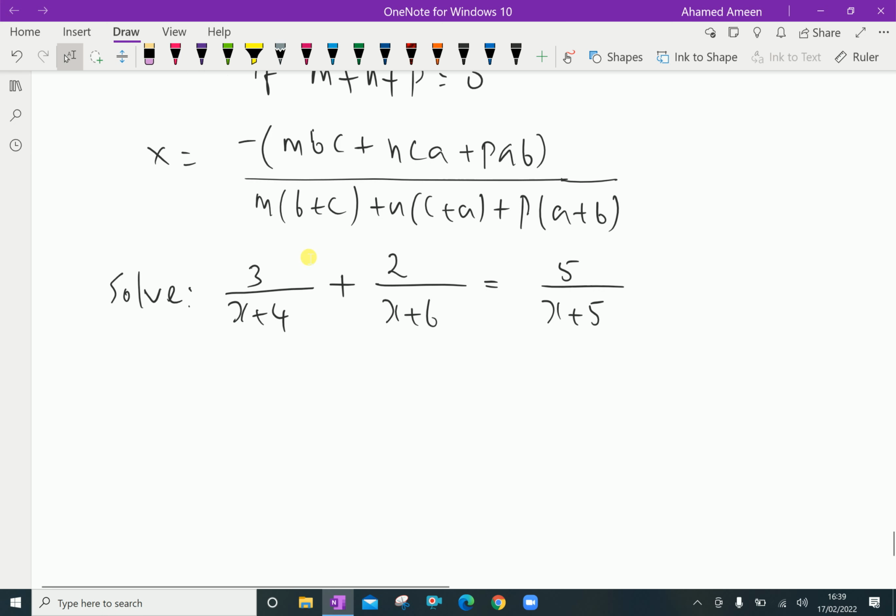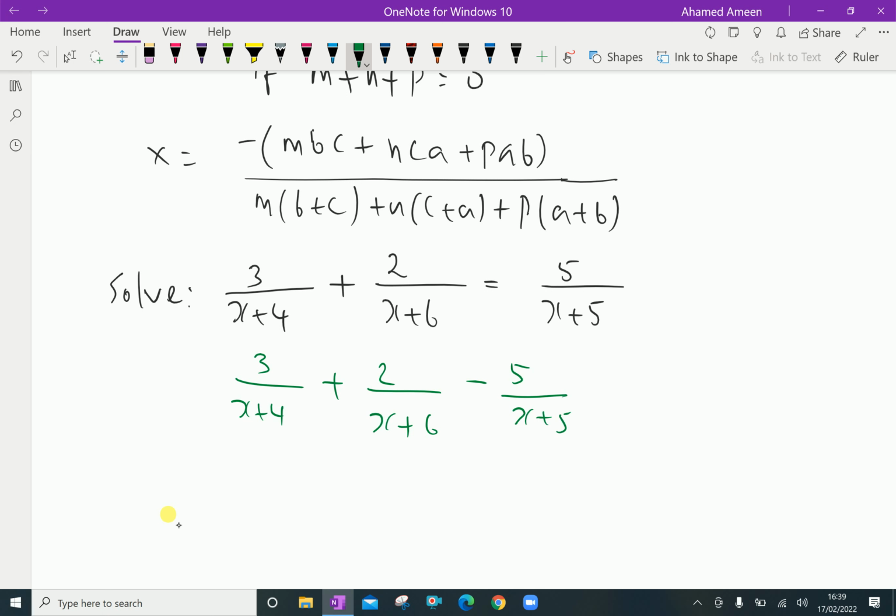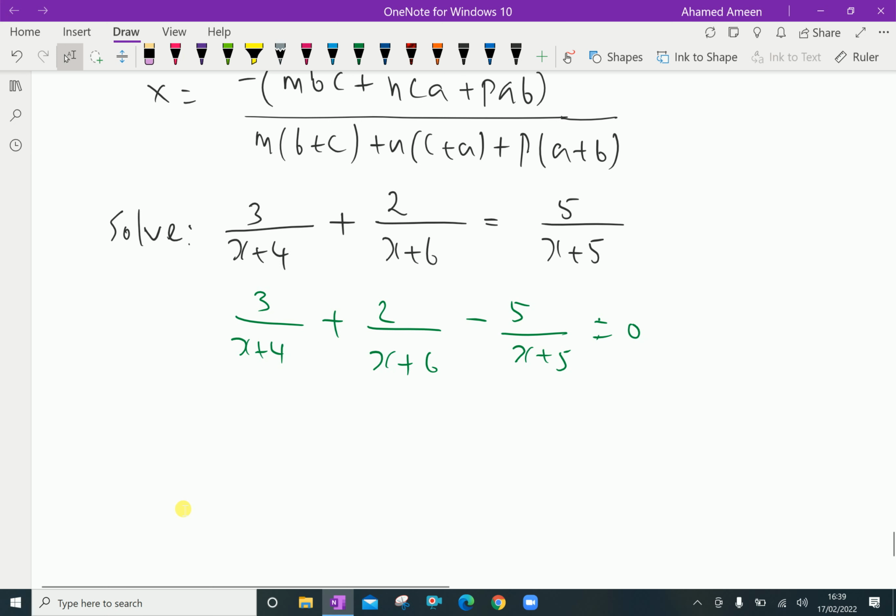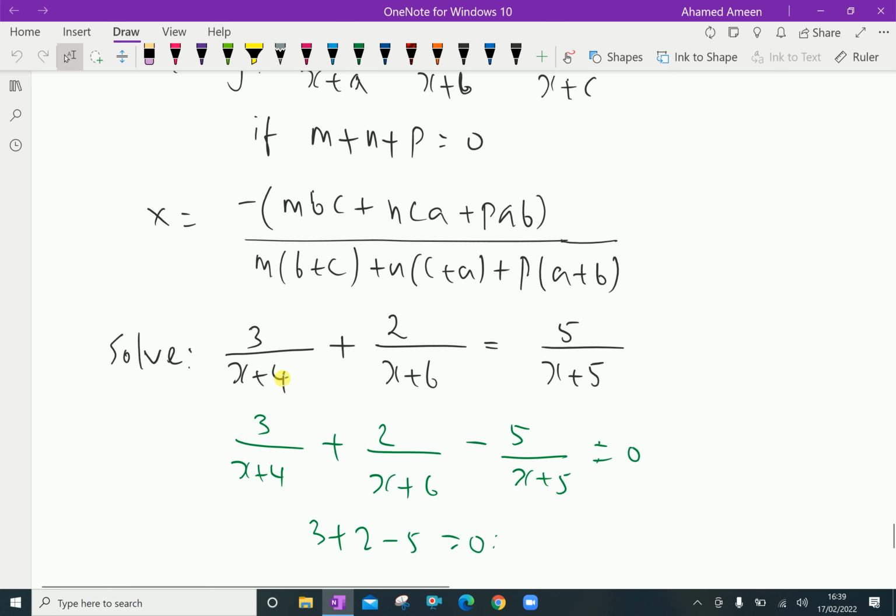Now, let us solve this: 3 over x plus 4 plus 2 over x plus 6 equal to 5 over x plus 5. We will rewrite the equation: 3 over x plus 4 plus 2 over x plus 6 minus 5 over x plus 5 equal to 0, collecting one side. Look here, M, N and P: 3 plus 2 minus 5 equal to 0. So that is M plus N plus P equal to 0.